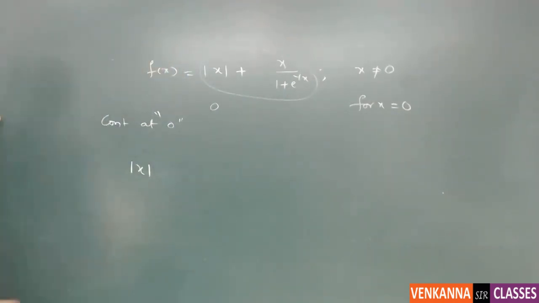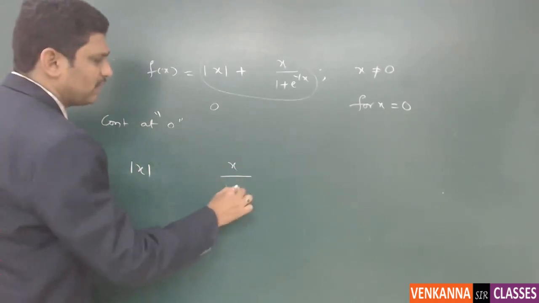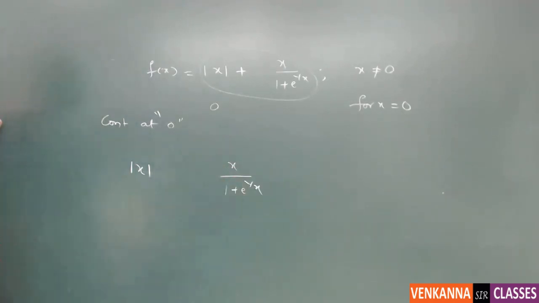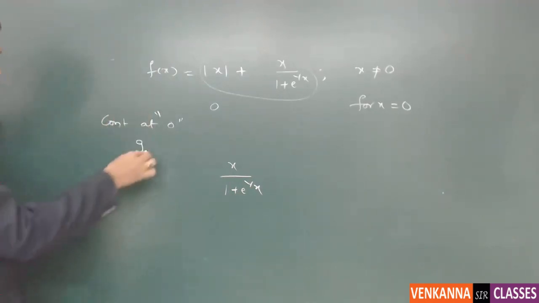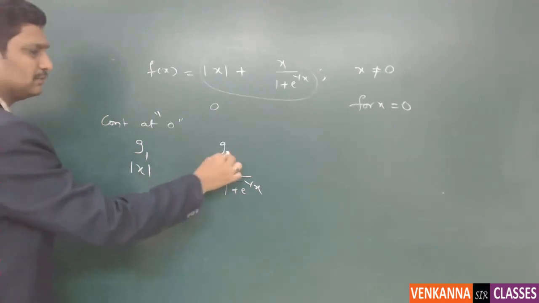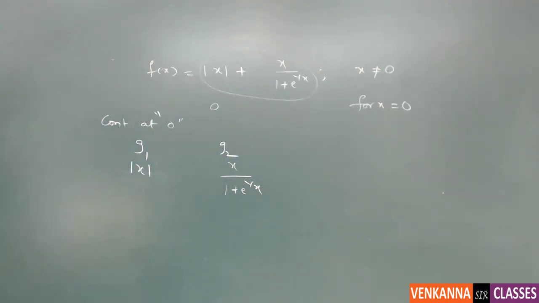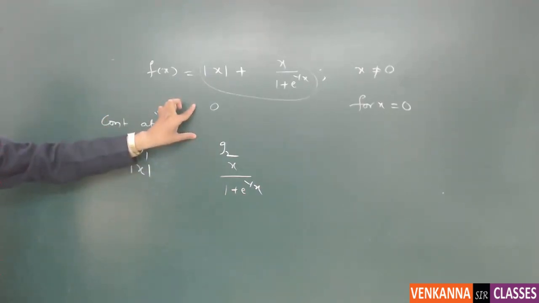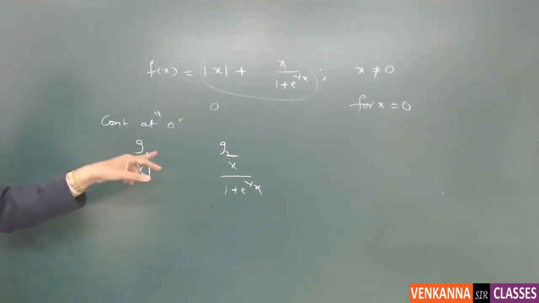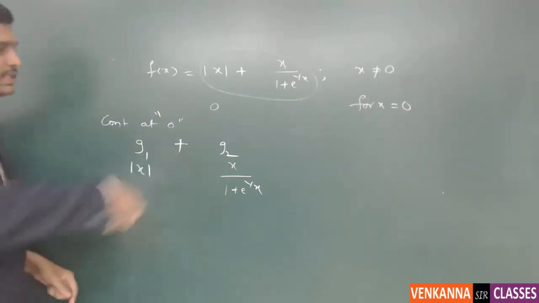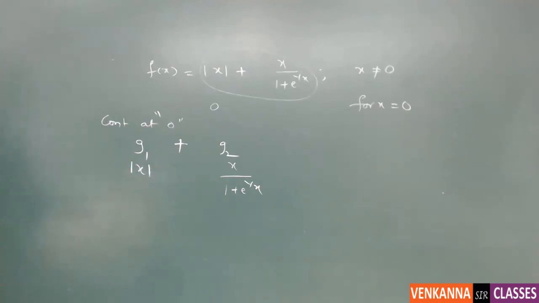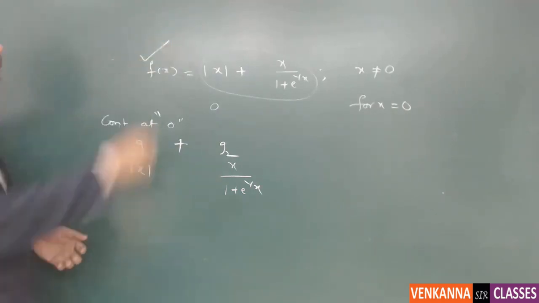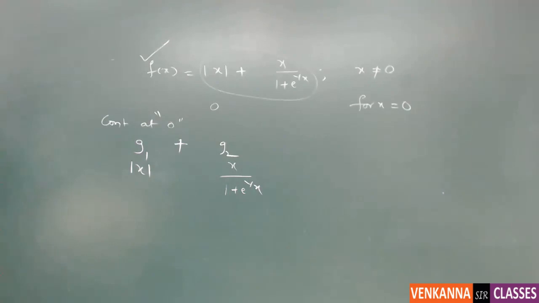One part is modulus of x, another part is x by 1 plus e power 1 by x. So you feel that this is one function g1, another function g2. If you individually verify that g1 is continuous at 0 and g2 is continuous at 0, then the addition of continuous functions is continuous. g1 plus g2 is continuous at 0, which is nothing but the function f being continuous at 0. That is the underlying idea.